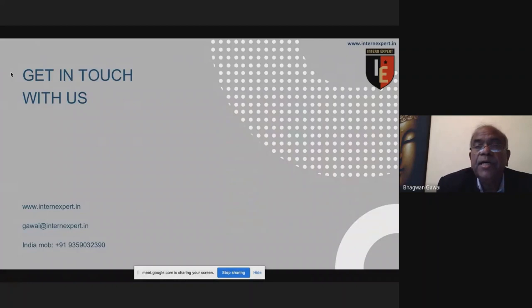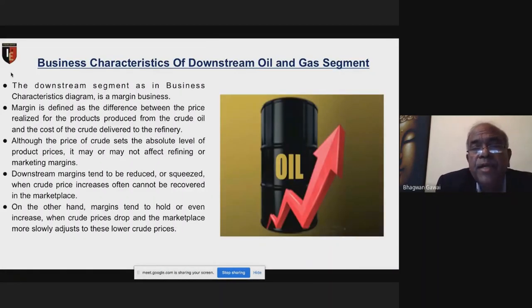So these are the areas which I have covered today. I just explained to you that the downstream segment is a margin business, okay? Margin is defined as the difference between the price realized for the product produced from the crude oil and the cost of the crude delivered to the refinery, okay? Which I explained to you. So if we buy at $50 and sell at $60, that is the refinery business.